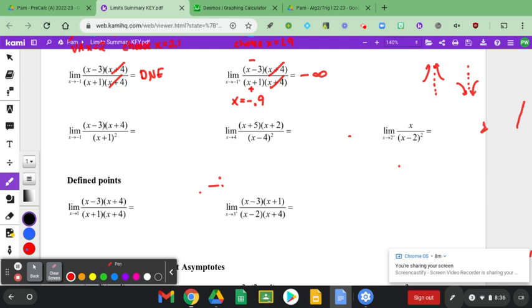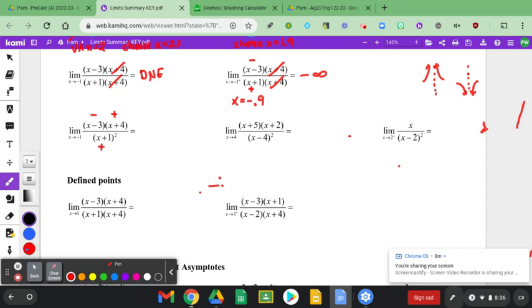Because if I think about it here, if x is approaching negative 1, if we chose a number a little bit to the right or a little bit to the left, we're actually going to get the same thing. So say I chose negative 0.9 again. This first factor would be negative. This factor would be positive. My denominator is going to be positive because any number squared is always going to be positive.